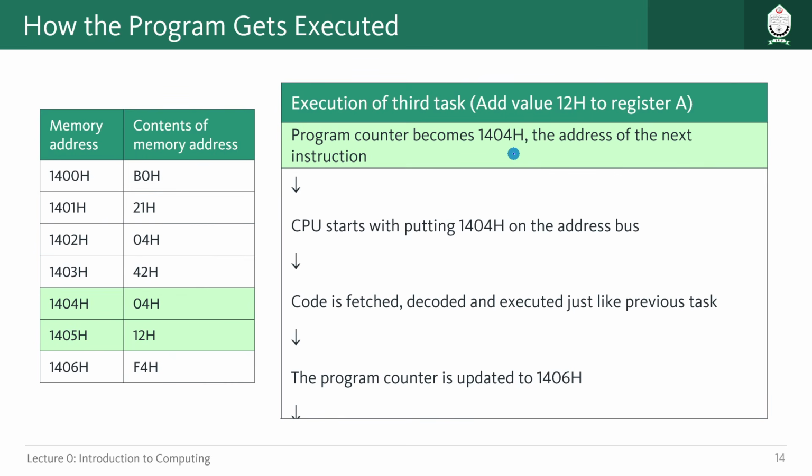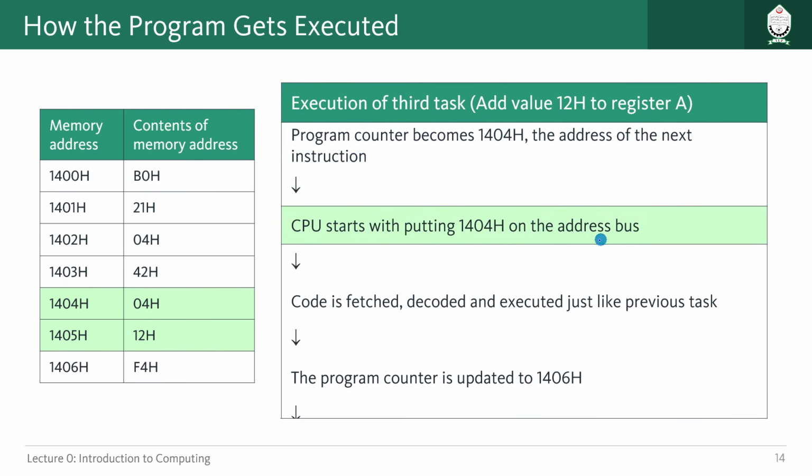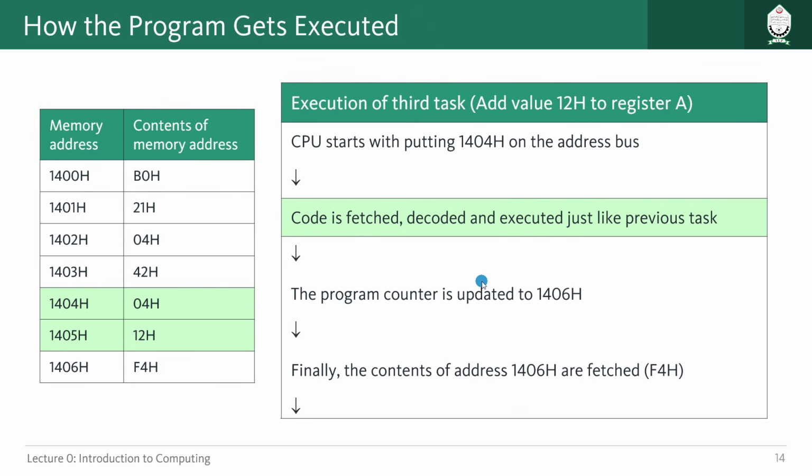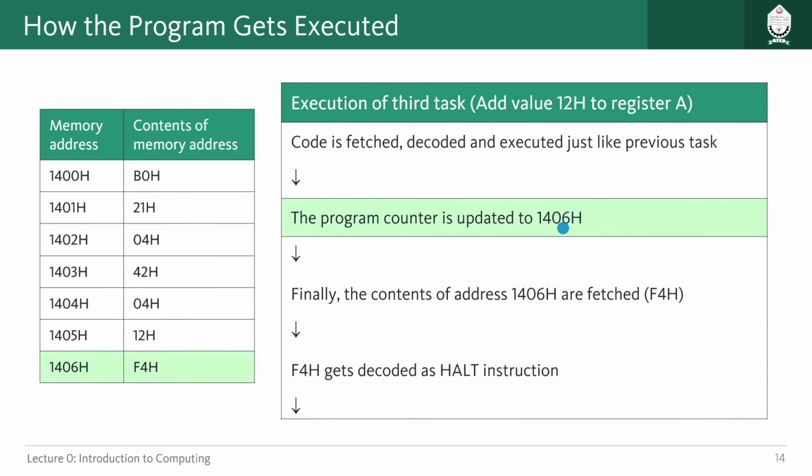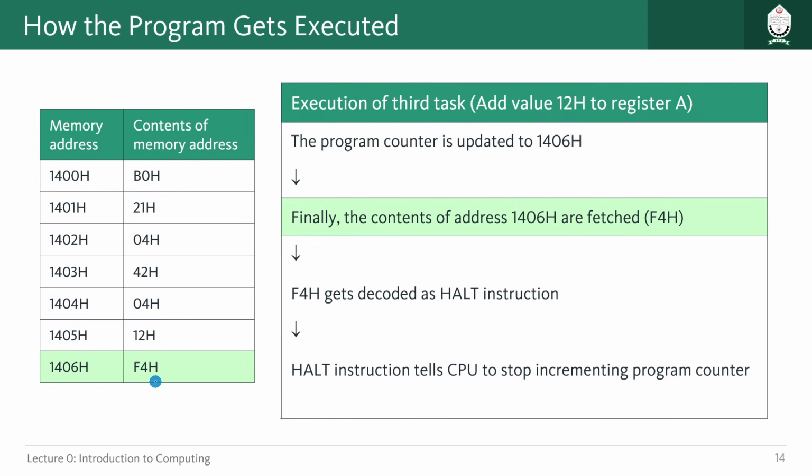So this will be done by the program counter and sent to the CPU, right? So the CPU will put that value onto the address bus. Similarly, using that address, the code will be fetched, decoded, and executed, just like the previous task. Similar kind of thing. And again, after completing the task, the program counter will update its value to 1406H, which is this one. So again it will try to fetch the contents of this particular location, which is F4H.